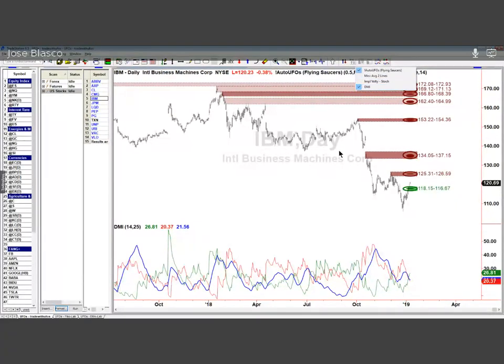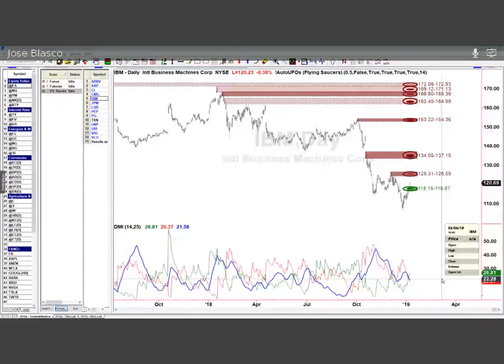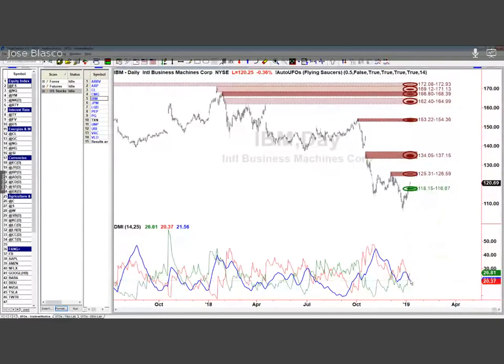So the DMI indicator that comes by default with the platform, and I'm looking at the blue line here, when that line is below 25, which in this case is 21.5, this indicates stocks that are not trending. This market was going down intensively, at some point was going up intensively, but right now it's in a sideways mode. So DMI identifies that.